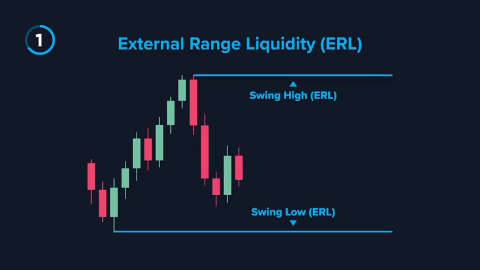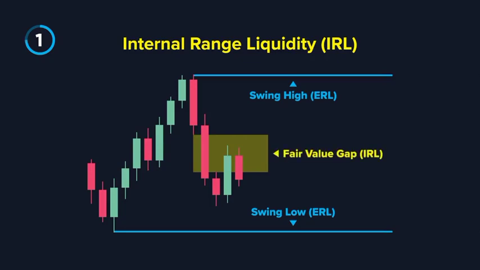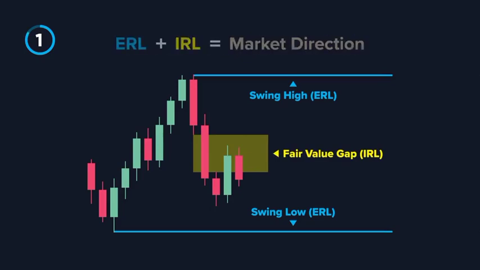The other form of liquidity is internal range liquidity, which is just another name for fair value gaps. This is what the price uses as fuel to attack the swing highs and lows. It's important that you pay attention to how the price interacts with both forms of liquidity, because together, they will tell you which direction the market is going to move.